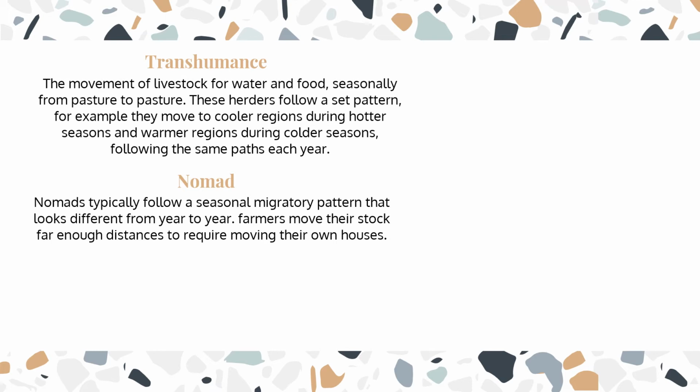Where nomads, they also move around, right? But they follow a seasonal migratory pattern that looks different year to year. Oh, there's a little typo. Sorry, the word farmer should be capitalized in the nomad one. So farmers move their stock far enough distances to require moving their own houses. They don't typically have a home base. They pick up all their stuff and move it depending on where food is available for their animals, where there's water available for their animals, and what's happening environmentally. It's unpredictable, right? So the nomads do not have a set pattern, while they are also moving around based on things like season. Where they go can change year to year, okay?